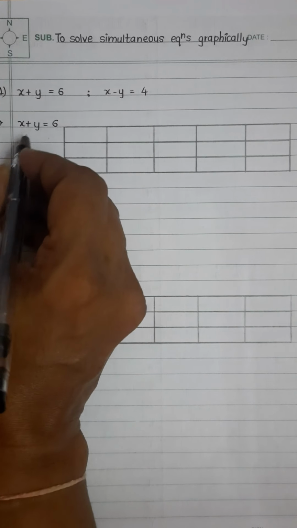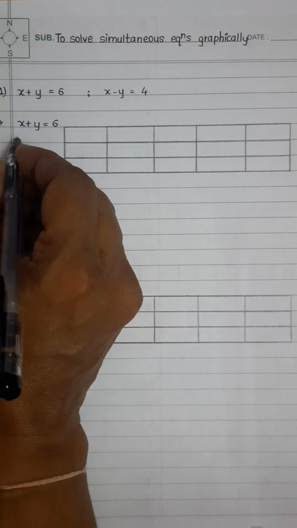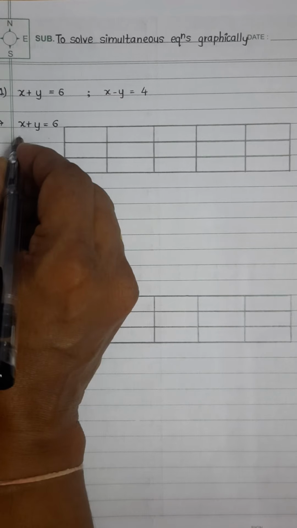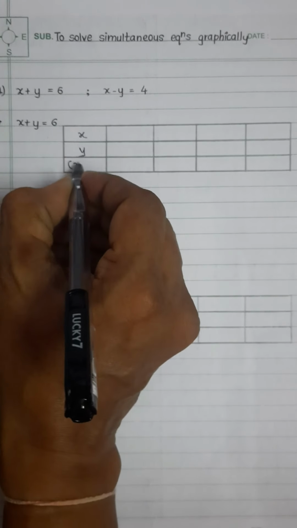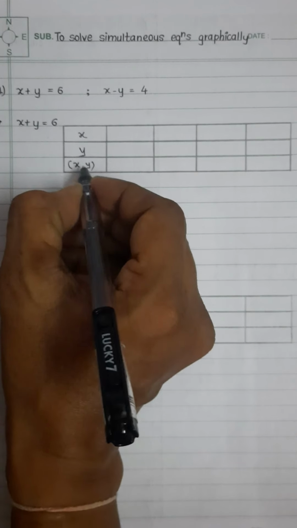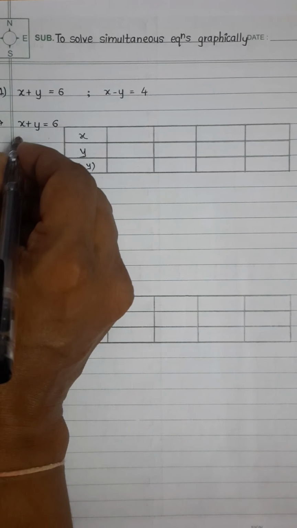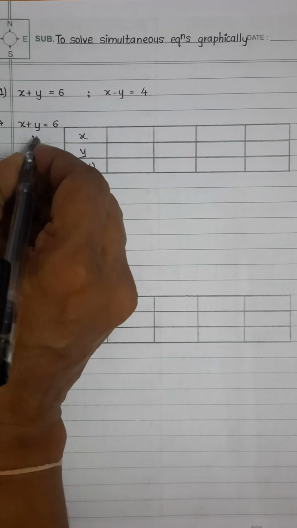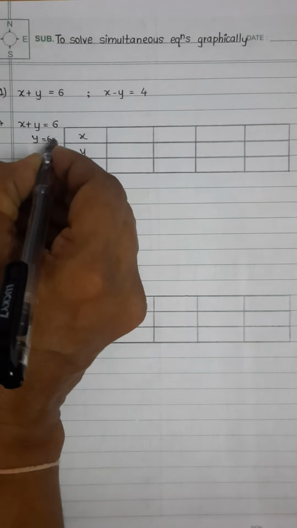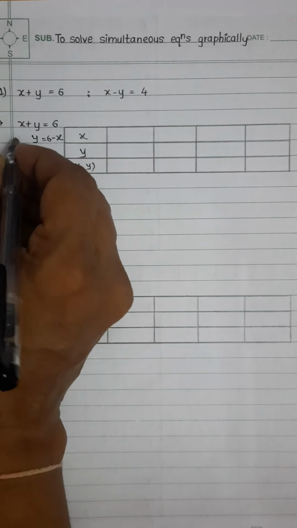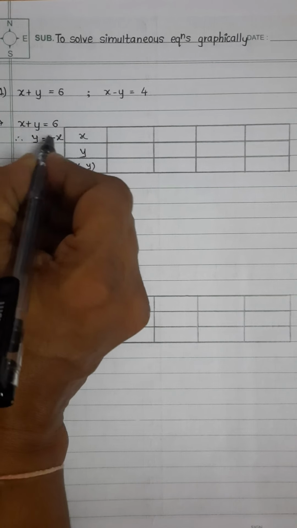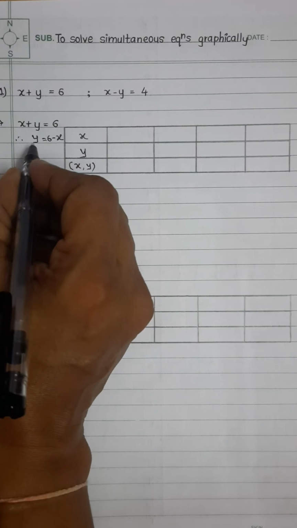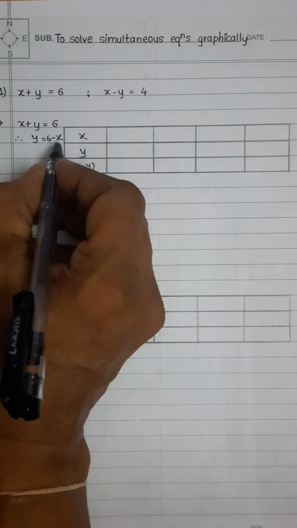See the first equation. We have to convert this equation. First of all, we take the values of x and then find the value of y, and here we write the ordered pair. Now we convert this equation like this: y is equal to 6 minus x. It is for our better convenience. We take out the value of one variable in the form of another variable, so we write y is equal to 6 minus x.